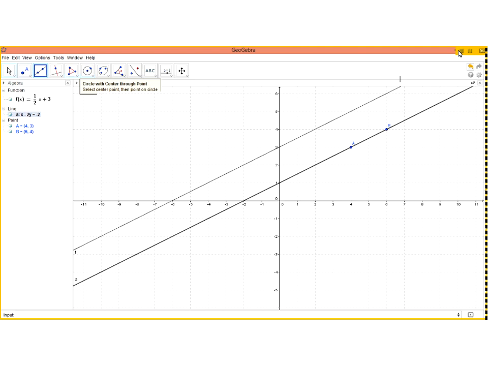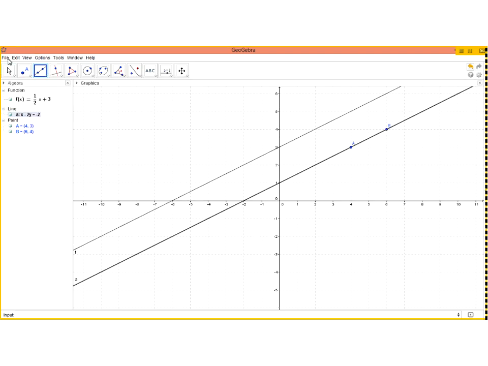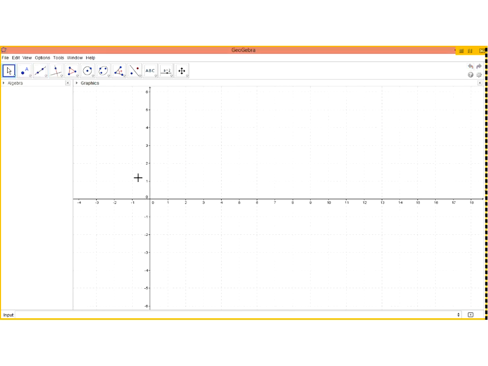Now we want to graph both lines. So we come over here, and let's get a new window.